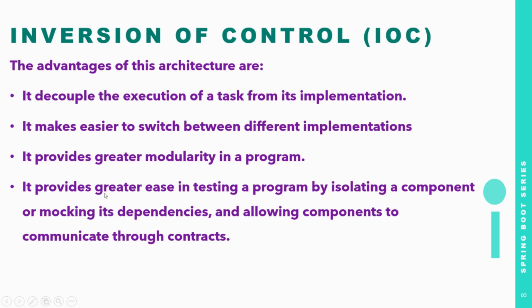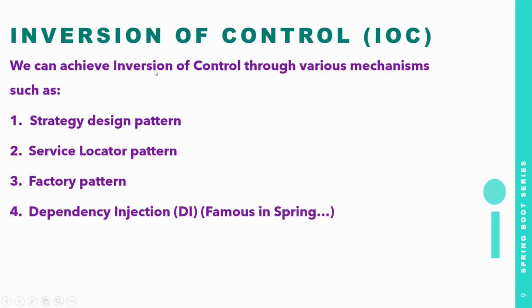So how can we implement inversion of control? We can achieve inversion of control through various mechanisms such as strategy design pattern, service locator pattern, factory pattern, and dependency injection. Dependency injection is famous in Spring Boot. Of all these ways, we now focus on dependency injection.